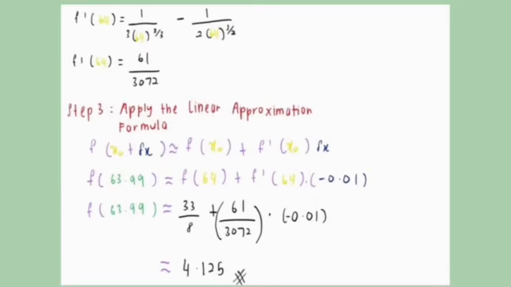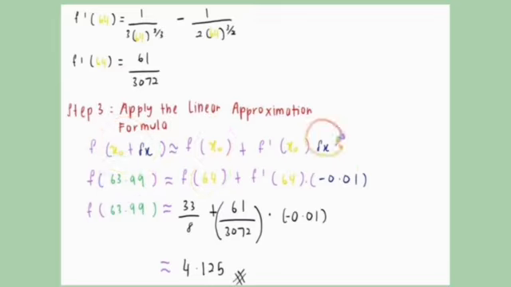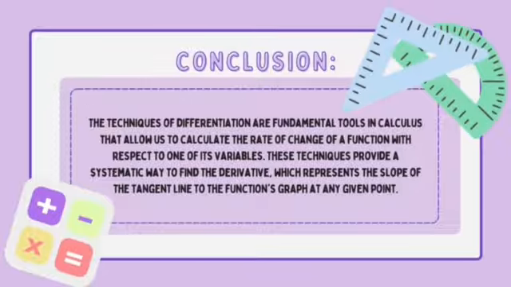Step 3, which is the last step, we need to apply the linear approximation formula. This one is 63.99, this one is 64, and this is 64, times this, which is negative 0.01. So we get 33/8 plus 61/3072 times negative 0.01, and the final answer is 4.125. This is the final answer.